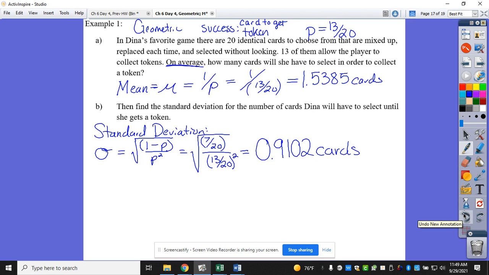Questions with geometric mean standard deviation? I want to end with the interpret thing because I want to make sure I get to this last part. Writing down the interpret doesn't take much.